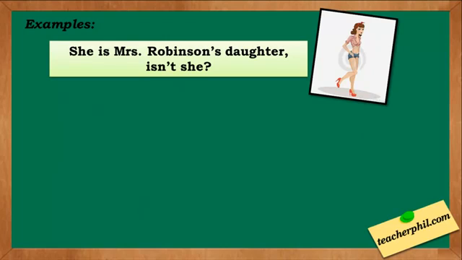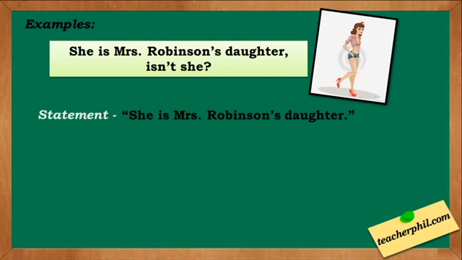The last one, remember that the statement and the tag are always separated by a comma. Take note of the following examples. The first one, she is Mrs. Robinson's daughter, isn't she? Our statement here is, she is Mrs. Robinson's daughter. Our tag is, isn't she?